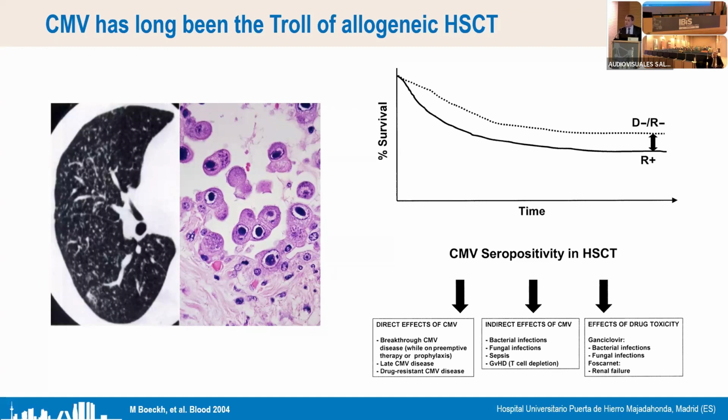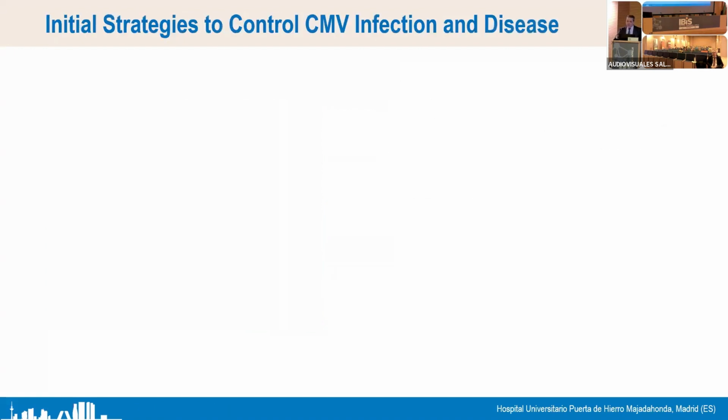And at the same time, over the years we have learned to prevent the occurrence of CMV disease. And nevertheless, they died more, they survived less. Indirect effects, many other effects. So this was the overall spectrum that we had for years.